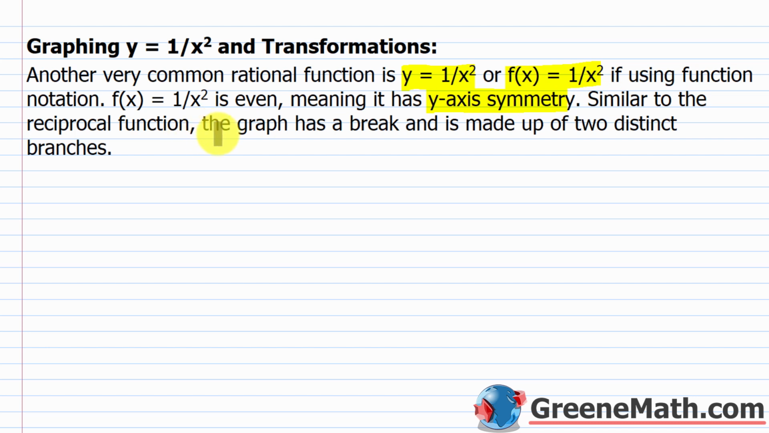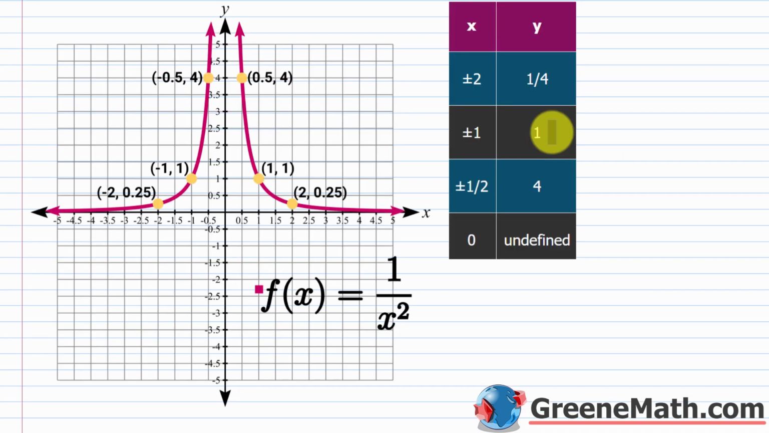So similar to the reciprocal function, the graph has a break. It is made up of 2 distinct branches. So coming down to the graph, again, this is one that we've seen before. For f of x equals 1 over x squared, if you have an x value of either positive 2 or negative 2, you're going to get a y value of 1/4.